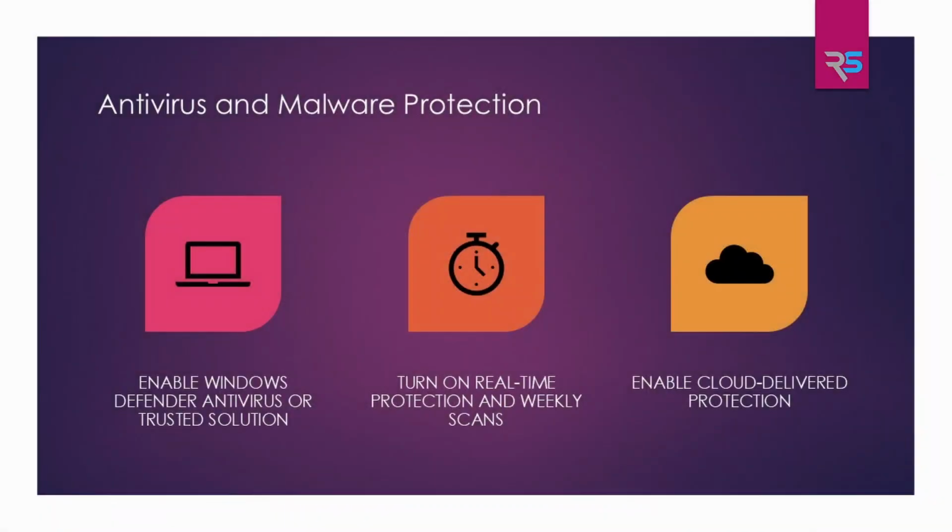Another critical layer of server hardening is antivirus and malware protection. Always enable Windows Defender antivirus or a trusted third-party security solution. Make sure real-time protection is turned on, so threats are stopped as soon as they appear. Schedule weekly full scans to detect hidden malware that may bypass real-time checks. Finally, enable cloud-delivered protection. This allows your antivirus to use the latest threat intelligence from Microsoft, giving you faster detection against new and emerging attacks.